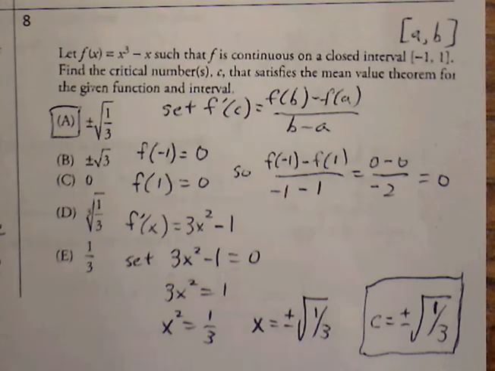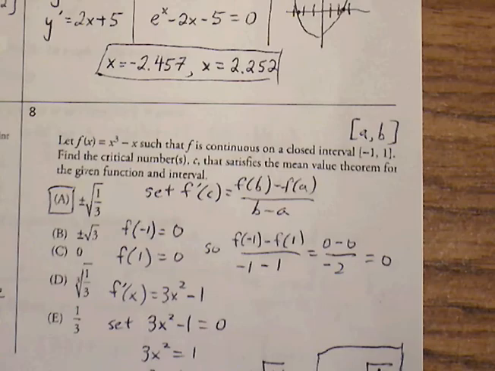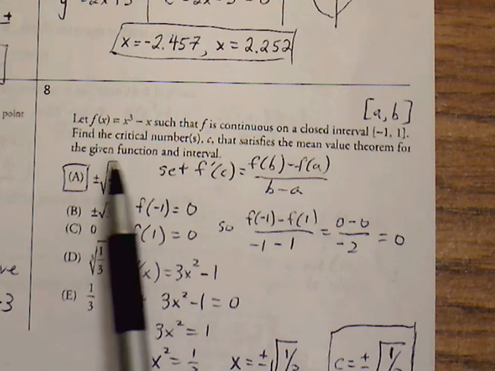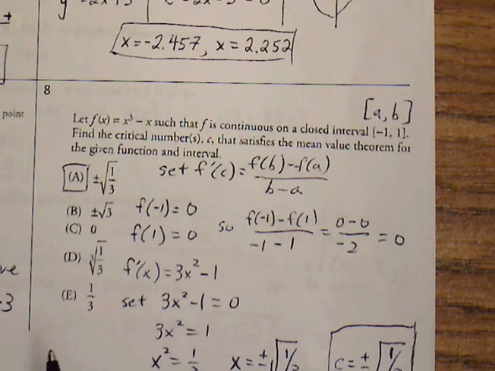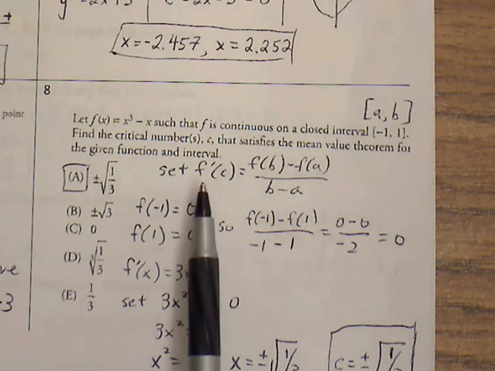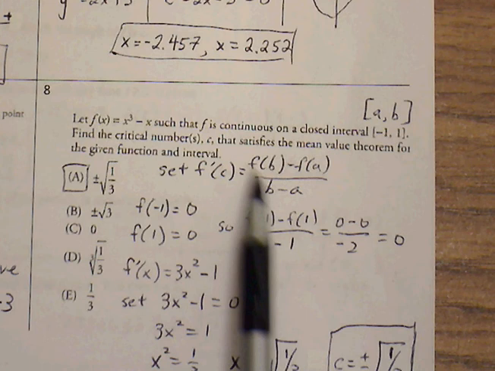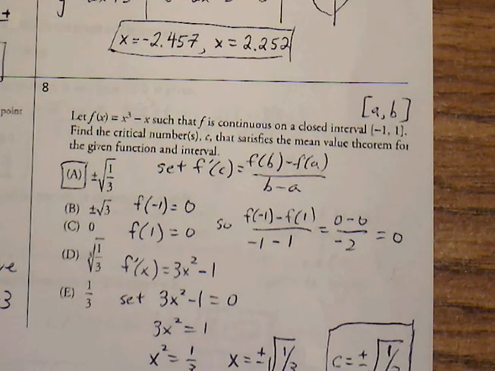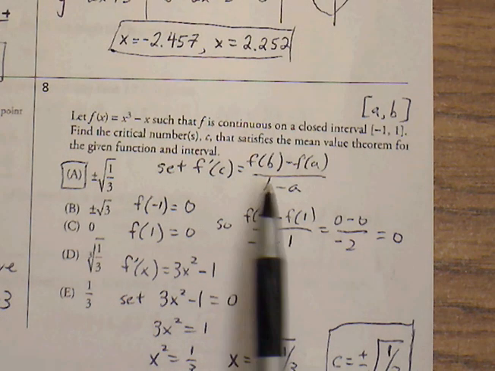Okay, all right. Number 8. Let f of x be x cubed minus x such that f is continuous on the closed interval. Find the critical points that satisfy the mean value theorem. Okay, so we simply set f prime of c equal to f of b minus f of a over b minus a. Okay, we're trying to find the c value at which the average slope is equal to the instantaneous slope.